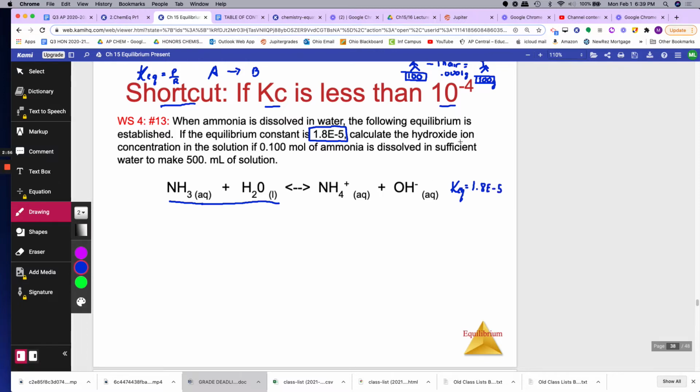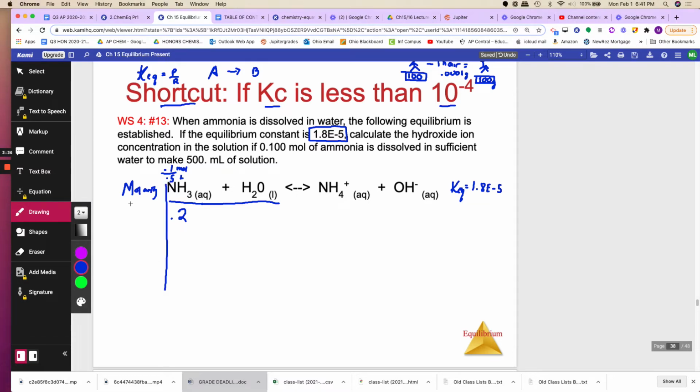Okay, calculate the hydroxide ion concentration in the solution. If 0.100 moles of ammonia is dissolved in sufficient water to make 500 ml solution. So this is 500 mL or 0.500 liters. That will give you 0.1 divided by 0.5. I wrote it here, 0.1 divided by 0.5 is 0.2 molar. So I'm going to put that here to start my ICE box. So I'm going to use a molarity for my ICE box.